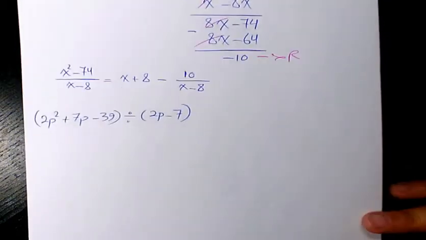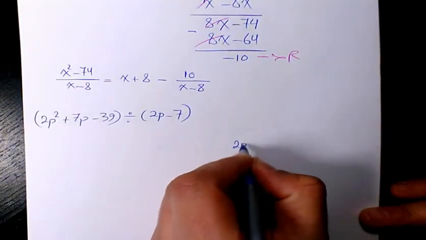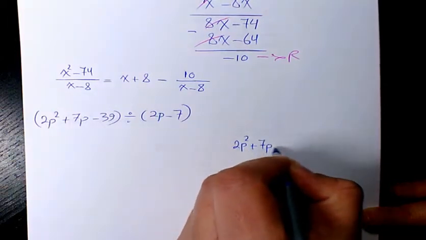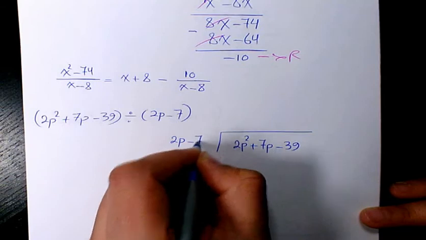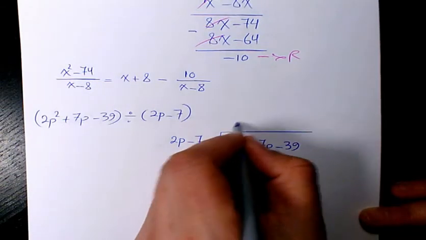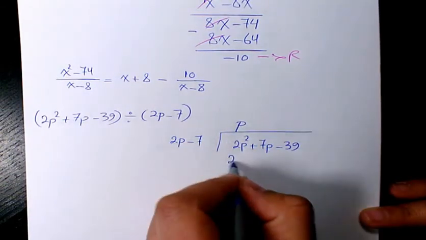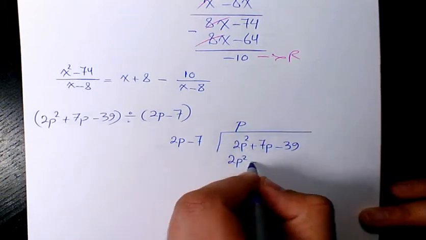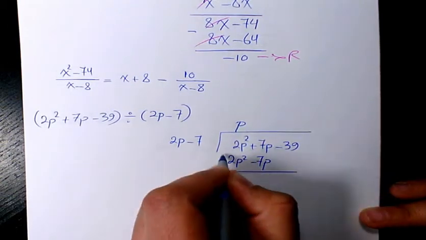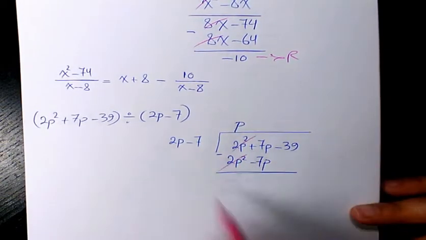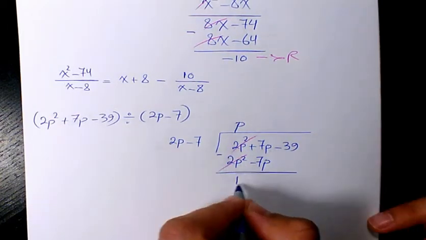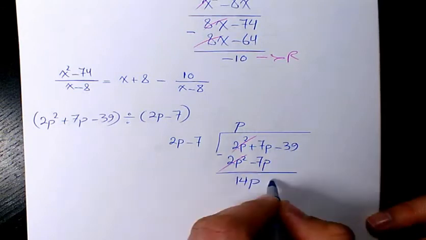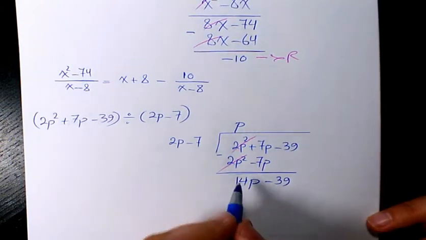Next example. 2p squared plus 7p minus 39 divided by 2p minus 7. 2p squared divided by 2p is going to be p. p times 2p, 2p squared. p times negative 7 is going to be negative 7p. When you subtract it, these two cancel out. 7p minus negative 7p is going to be positive 14p minus 39.